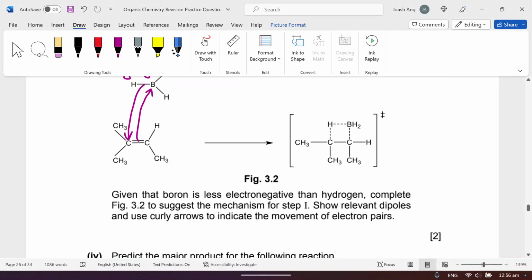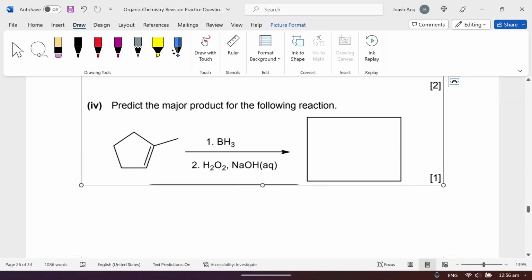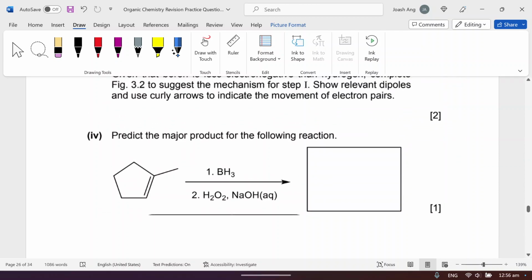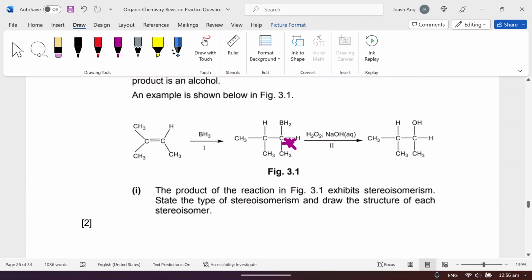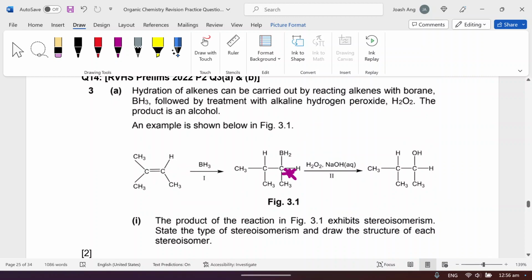Now, predict the major product of the following reaction. We can use the information above. We see how the BH3 group, in this case, it's quite a special case. The BH3 group goes against the Markovnikov rule. It goes to the less substituted carbon right here, and then followed by H2O2 in alkaline medium, it causes BH2 to be converted into an OH group.